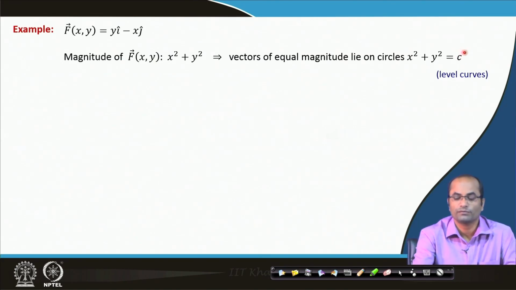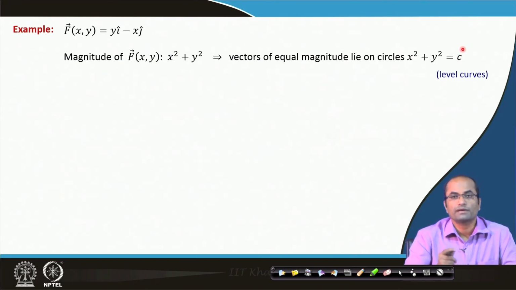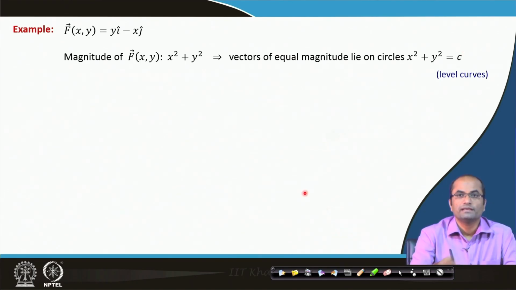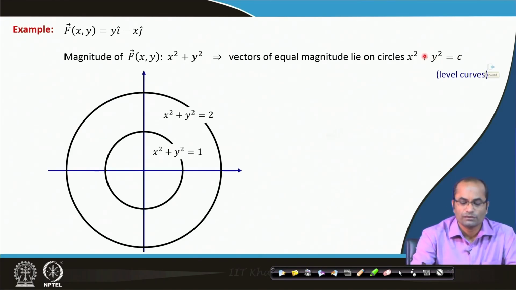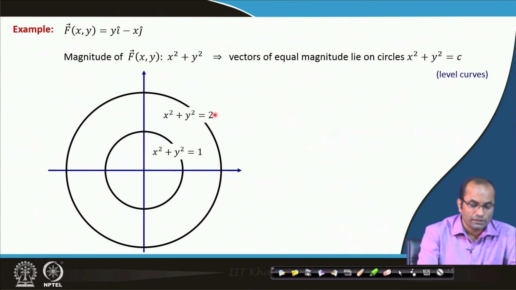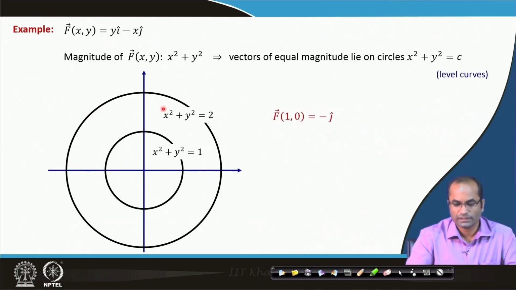So, if c is 1, for example, then all the vectors of magnitude 1 will lie exactly on the circle, or if we change c to 2, then all the vectors of magnitude 2 will lie on the circle x square plus y square is equal to 2. So, through these level curves we can define the vector valued functions. In this case we have drawn only two circles: x square plus y square is equal to 1, and the outer one, x square plus y square is equal to 2, but we can draw many more just by changing the value of c.